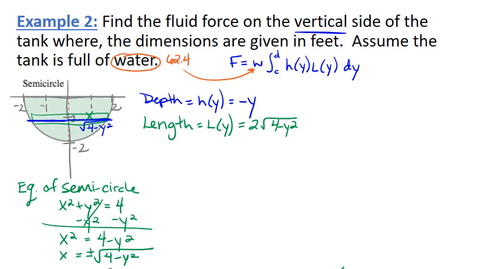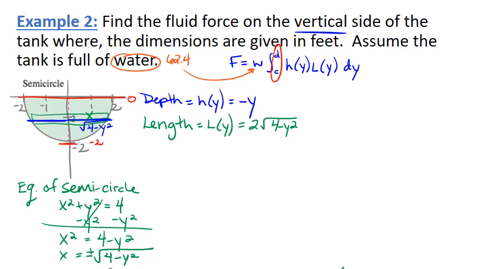So we have w, we have h of y, we have L of y, d of y, that's just my width, that's the change in y, my variable of integration. The only other thing we need are my limits of integration. Now, if I look at this object, this semicircular object is being submerged from here to here. So we are going to integrate from -2 to 0.